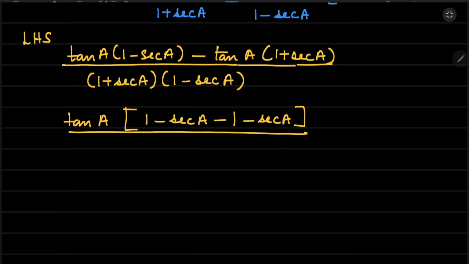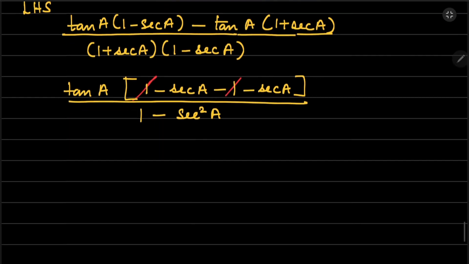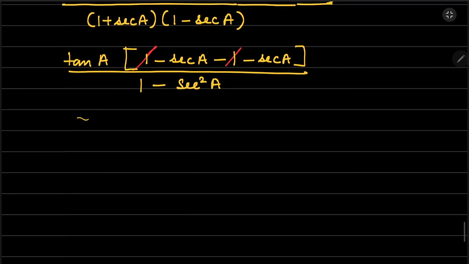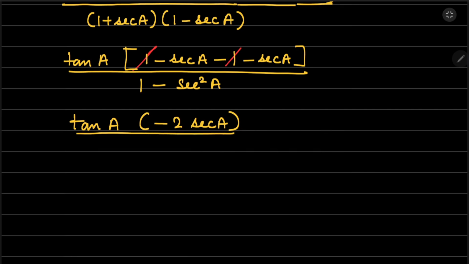Whole divided by A plus B into A minus B, A square minus B square, secant square A. Now, plus 1 minus 1 gets cancelled. What are you left with? Tan A multiplied by minus secant A is minus 2 secant A whole divided by 1 minus secant square A.